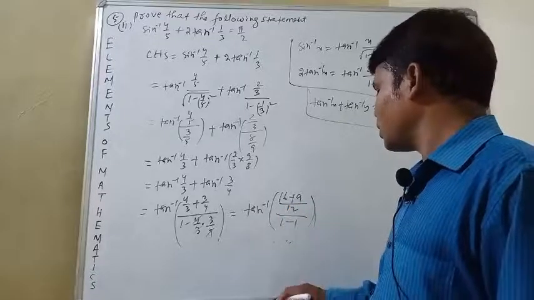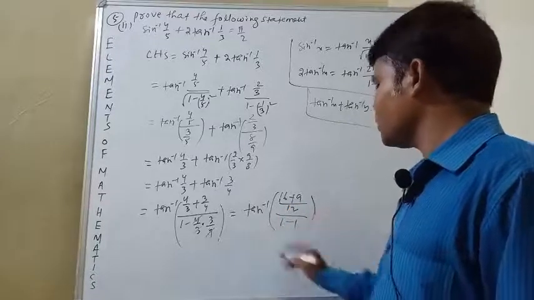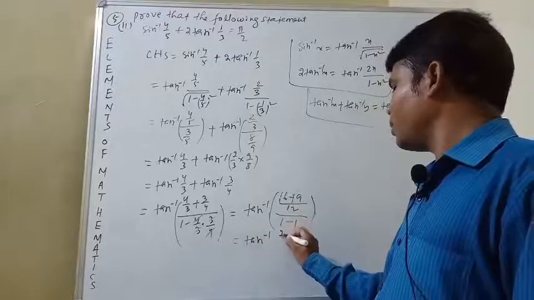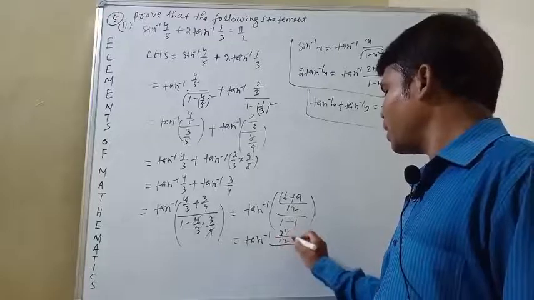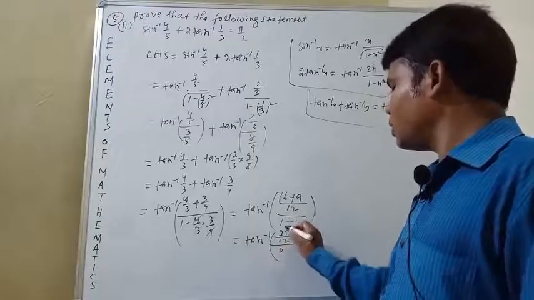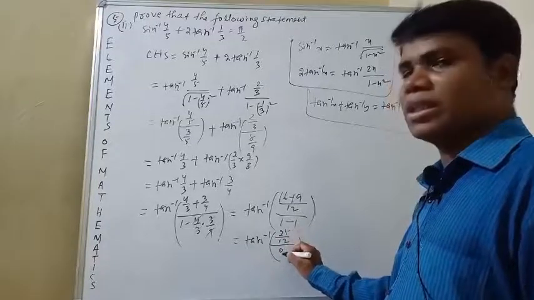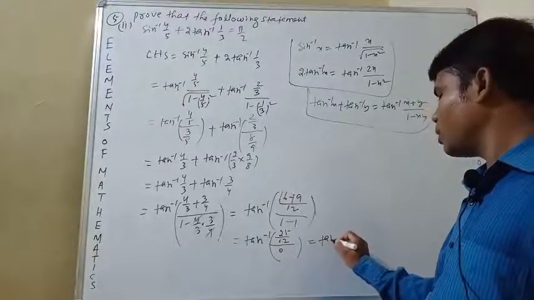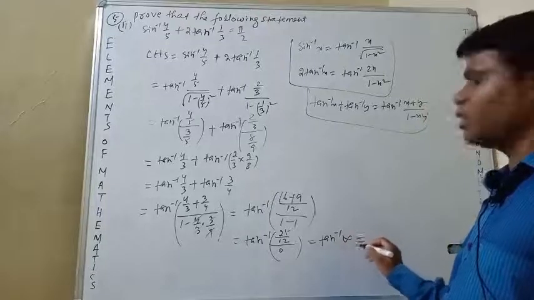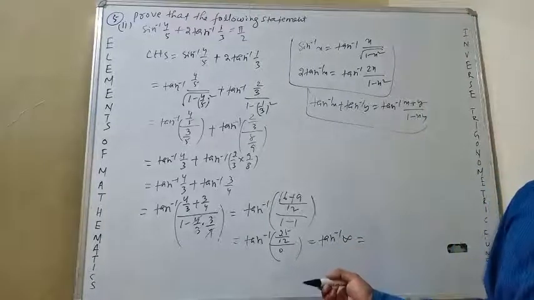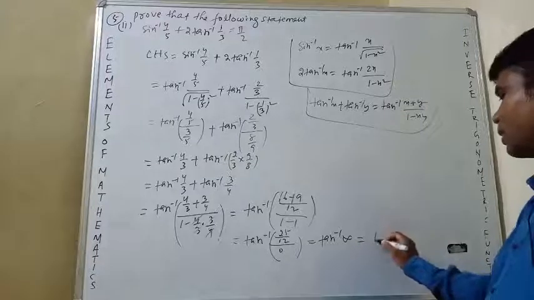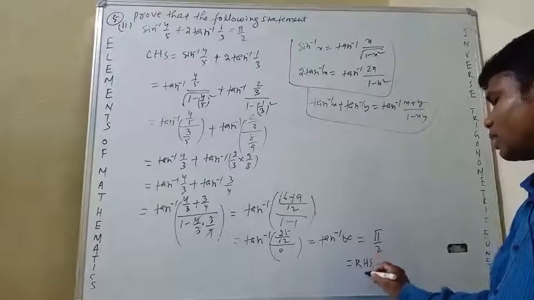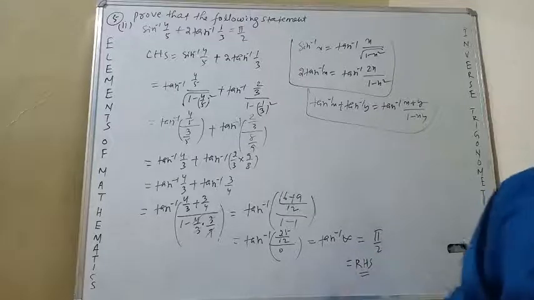This is equal to tan inverse of 25 by 12 divided by 1 minus 1, that is 0. You see, 25 by 12 is a constant, and a constant divided by 0 is infinite, so it is tan inverse infinite. Tan inverse infinite is equal to how much? That is pi by 2, which is your RHS. Pause the video and note it down.